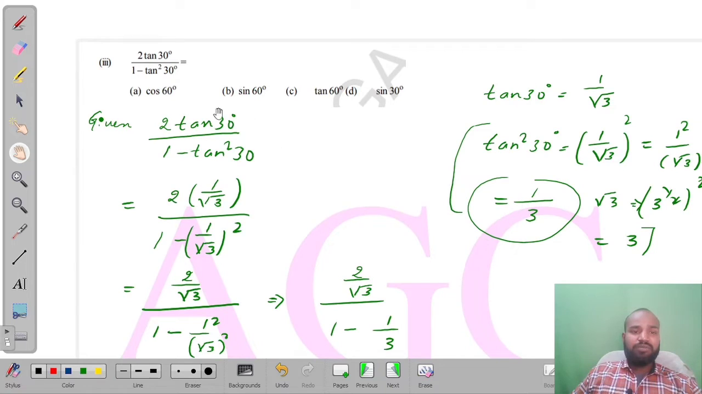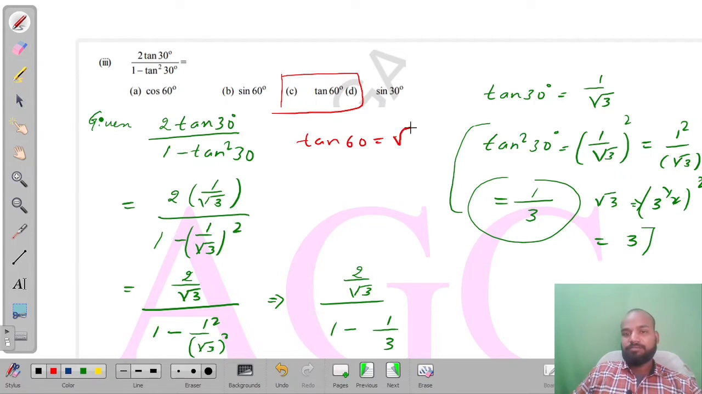So here we see what values are present. Root 3 is equal to tan 60, which is equal to root 3. We already know that, right? So this is equal to tan 60. Tan 60 value is equal to root 3. So the correct option for this is C. Option C is the correct answer, that is tan 60 degrees is equal to root 3.